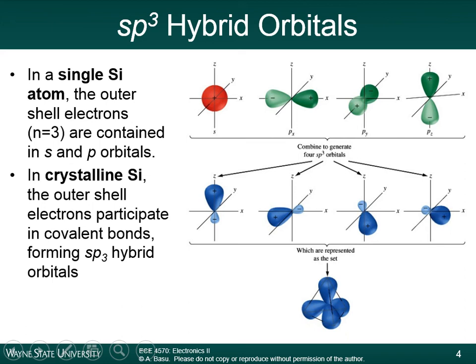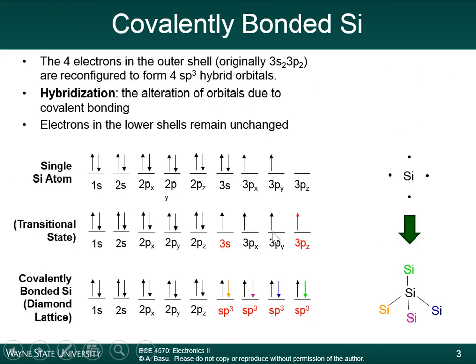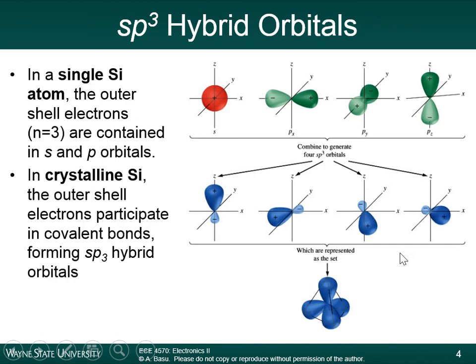So there's 6 possible energy states here, 2 in each of the suborbitals, and then another 2 in here. In a single silicon atom, 4 of those states are filled. Okay, 4 electrons are occupying 6 possible energy states. This orbital is completely full, and then 2 of these p orbitals are occupied by a single electron.